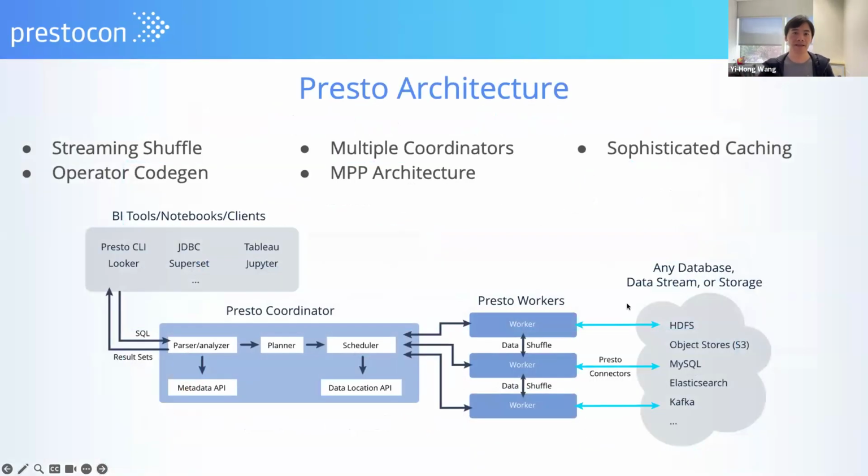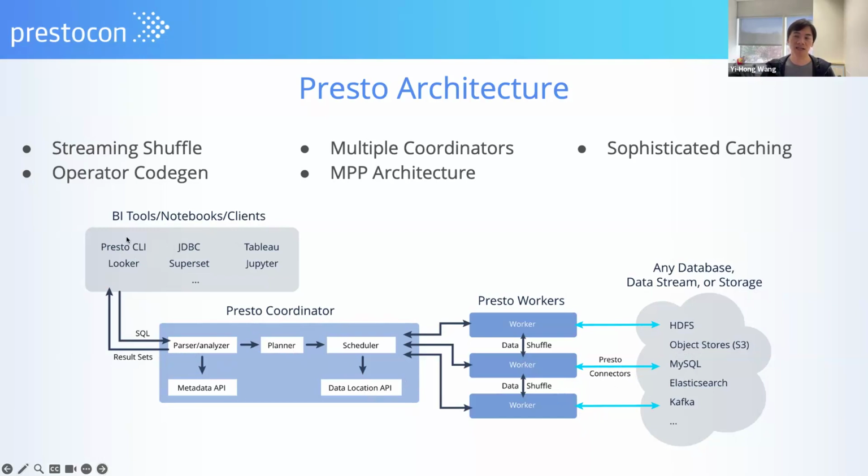And here is a more detailed dive into how Presto works, though this is still at a high level. You can see the BI tools and clients that you can use to talk to the Presto coordinator. Behind the coordinator are multiple worker nodes, and the worker nodes connect to your real data stores. Meanwhile, the coordinator may also access those data stores, but mainly it needs the metadata information.